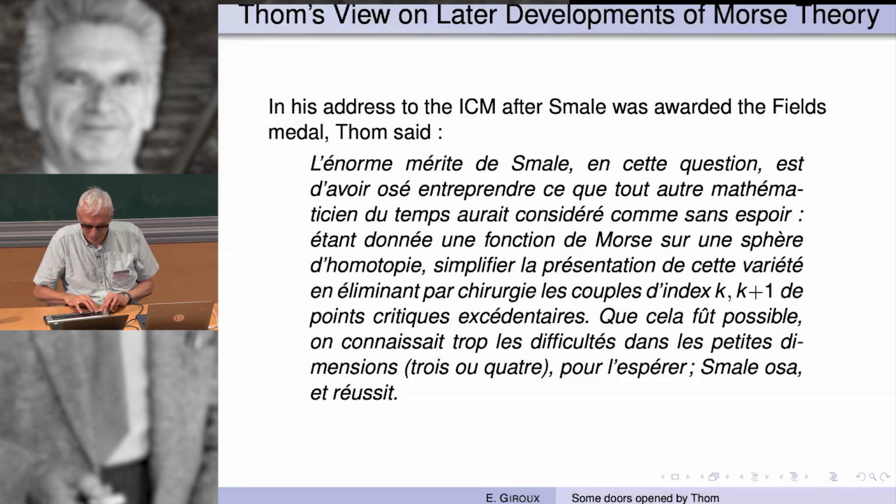And given a Morse function on a homotopy sphere, simplify the handle representation of this sphere by cancelling the exceeding pairs of critical points of index k, k+1. That this was possible, we were too aware of the difficulties in low dimensions, 3 and 4, to hope for it. Smale dared and succeeded.